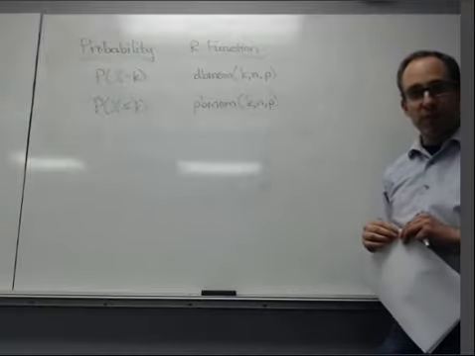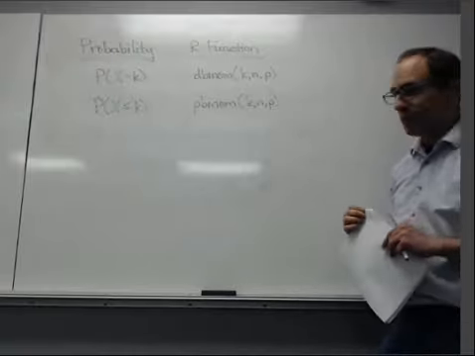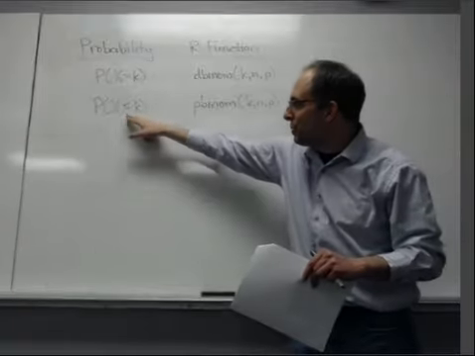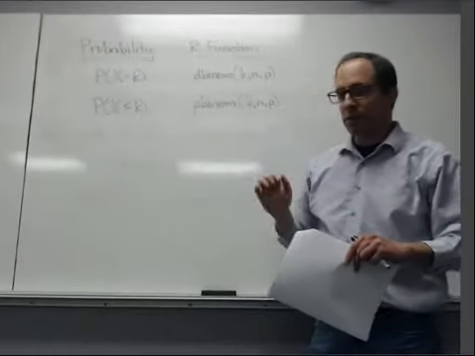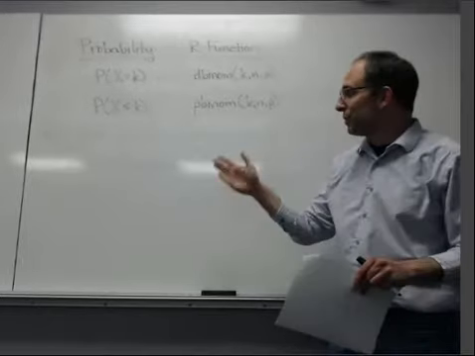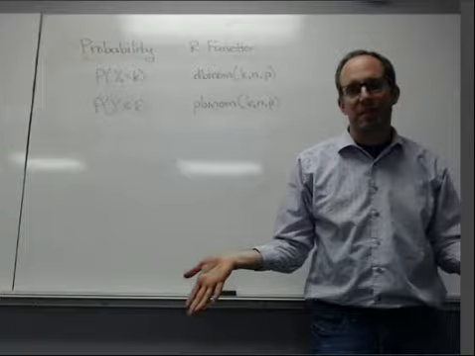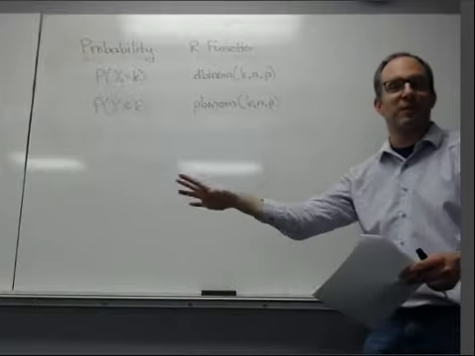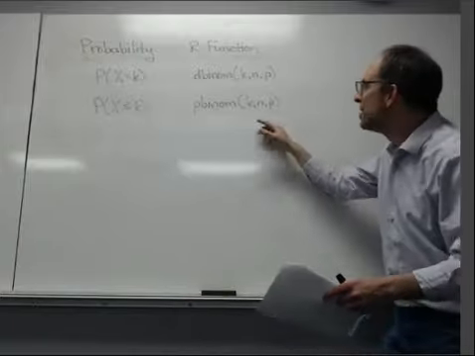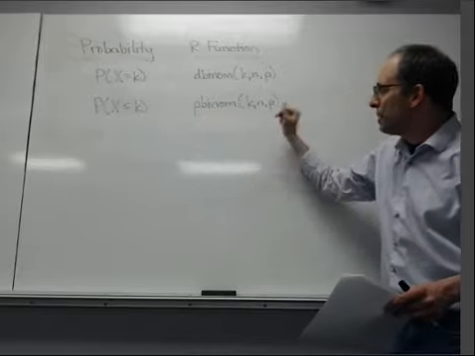But if you have some sort of inequality, so here we have the probability that x is less than or equal to k, that's a cumulative probability because it includes k and everything that comes before it, right? Just like a cumulative exam. It includes the new stuff plus all the old stuff. So if you're going to do that, you're going to want pbinom.